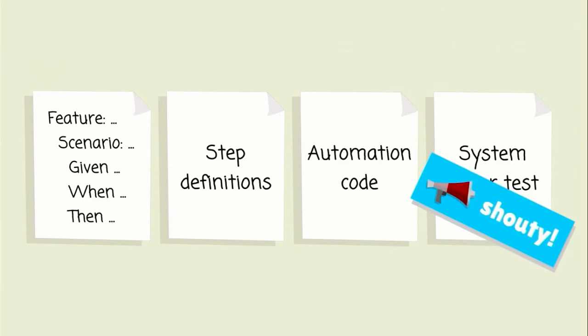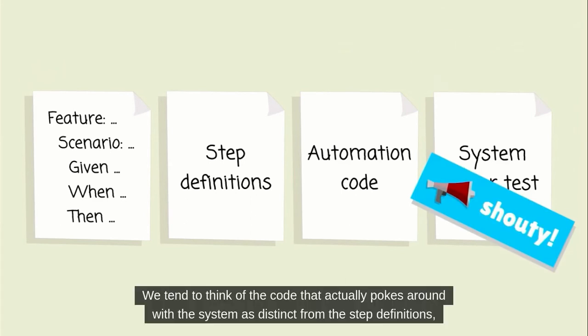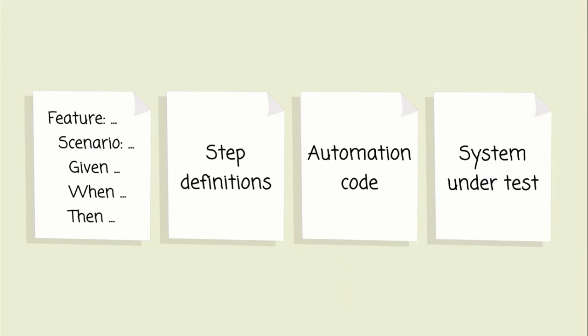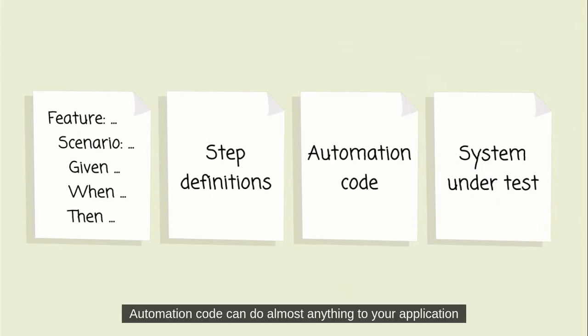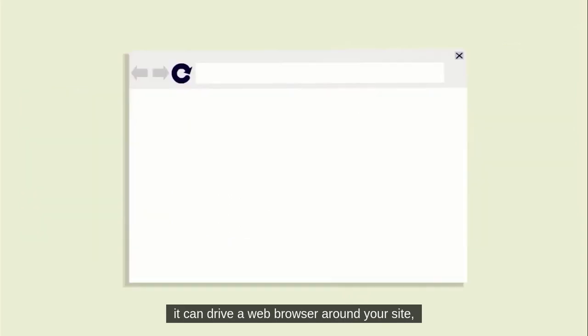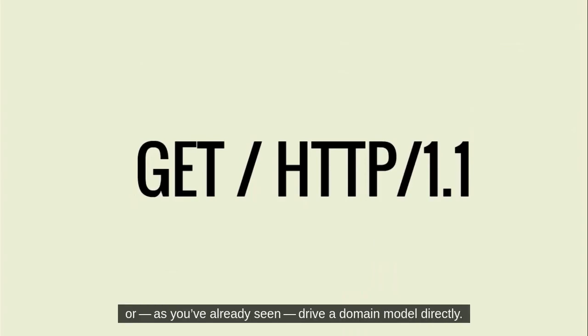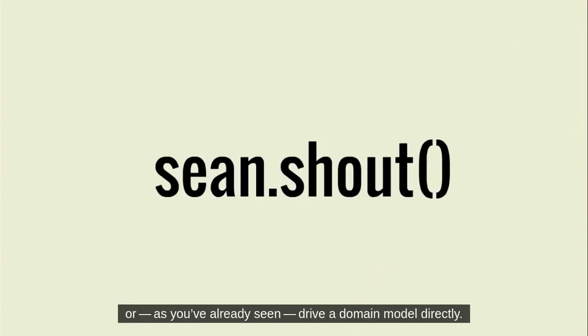Finally, we used the step definitions to guide us in building out our very basic domain model for the Shouty application. We tend to think of the code that actually pokes around with the system as distinct from the step definitions, so we've drawn an extra box labelled automation code for this. Automation code can do almost anything to your application. It can drive a web browser around your site, make a HTTP request to a REST API, or, as you've already seen, drive a domain model directly.